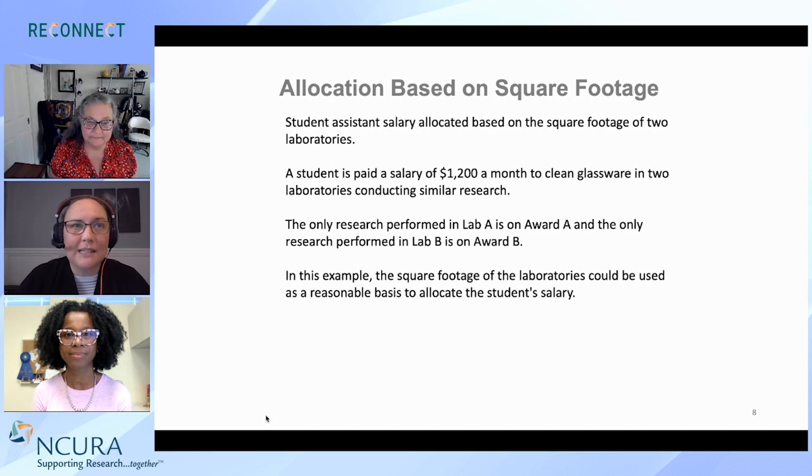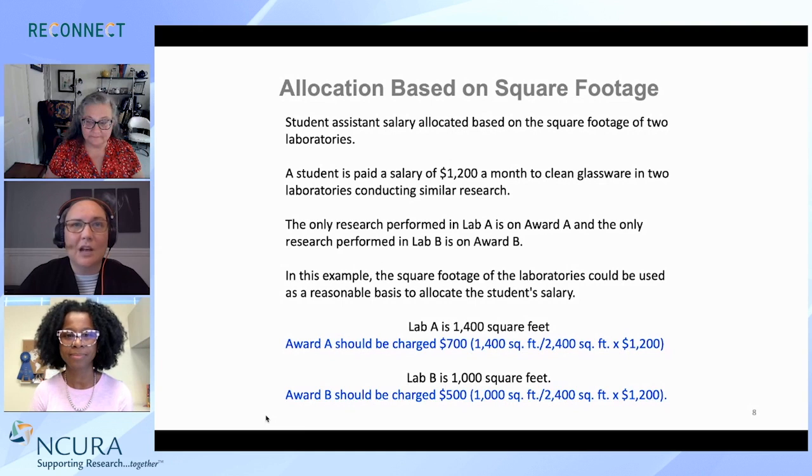And we want to break it down based upon what activities are happening in that space based upon the square footage. So in this example, we have student assistant salaries. We want to allocate them based on the square footage of 2 laboratories. A student is paid a salary of $1,200 a month to clean glassware in 2 laboratories conducting similar research. The only research performed in Lab A is on Award A. That's convenient. I love it. And the only research performed in Lab B is on Award B.